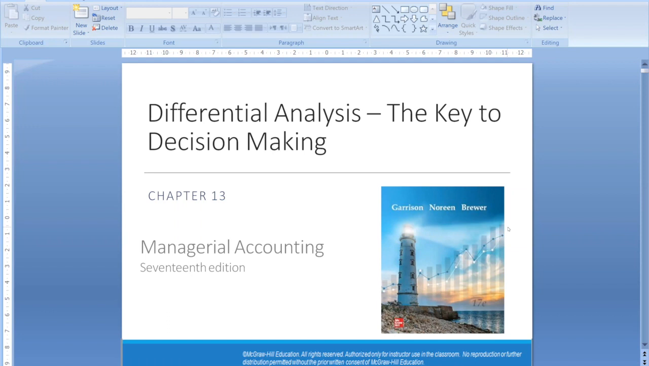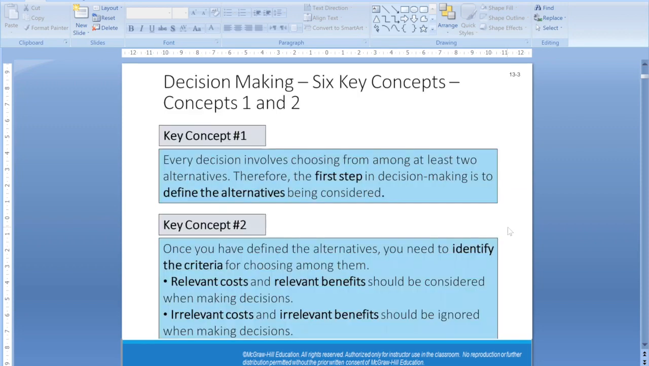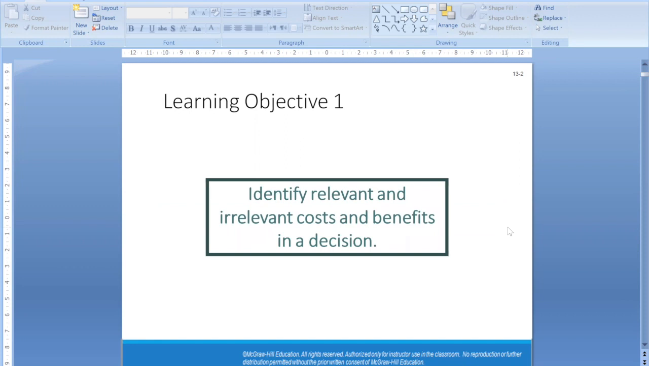Chapter 13 talking about decision making. Learning objective number 1, identify relevant and irrelevant costs and benefits of the lesson. So chapter 13 and 14, which is important, talking about decision making.